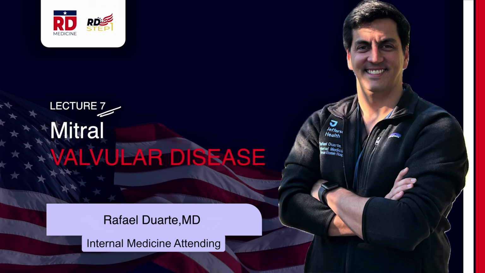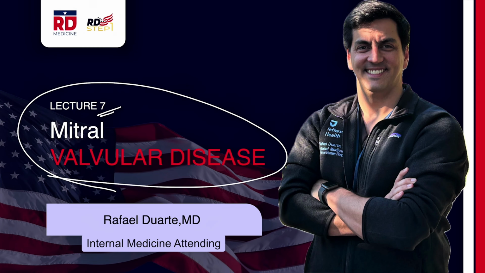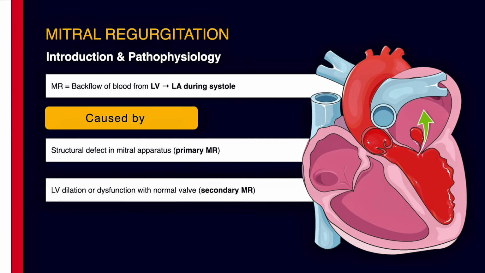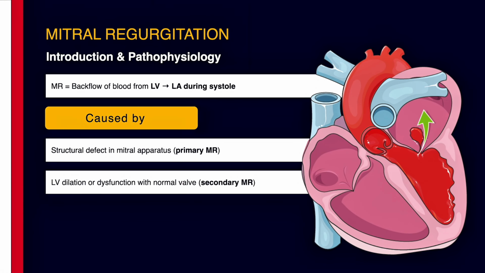Today we're going to dive into mitral valve disease, covering both mitral regurgitation and mitral stenosis. Let's get into it. Let's start with the basics of mitral regurgitation, or MR. Mitral regurgitation means that blood flows backward from the left ventricle into the left atrium during systole, when the heart is supposed to be pushing blood forward into the aorta, right?